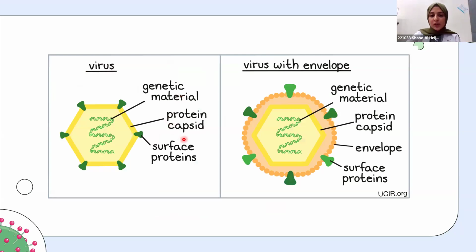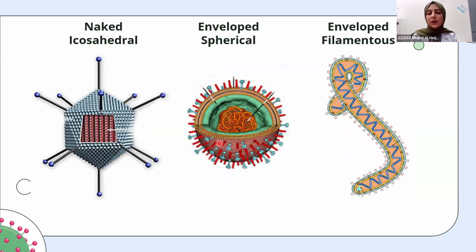Now, this is another diagram. Here you can see the surface proteins in case of a naked virus are attached directly to the capsid. So they can invade, they can attack the cell. Meanwhile, in this case, the surface proteins are attached to the envelope. So when you destroy the envelope, those surface proteins are gone with the envelope, and it's easier to get rid of the infection, basically. Those are different shapes or different appearances for the viruses.